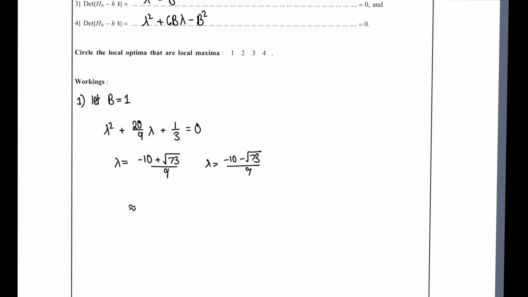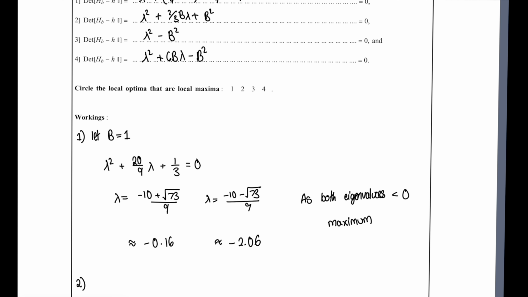This is roughly minus 2.06. This is roughly minus 0.16. So as both eigenvalues are less than 0, this is a maximum.